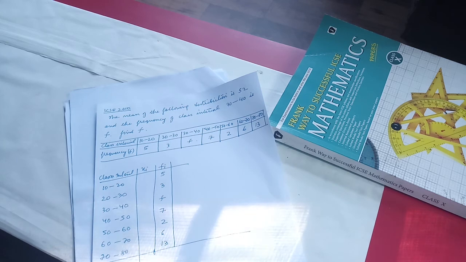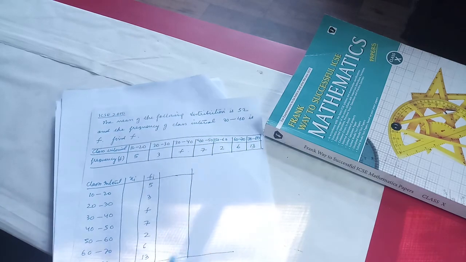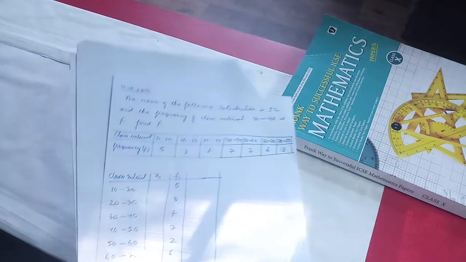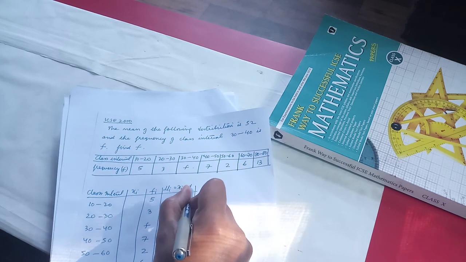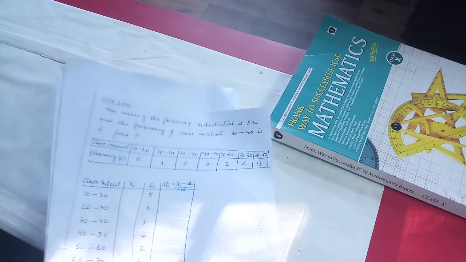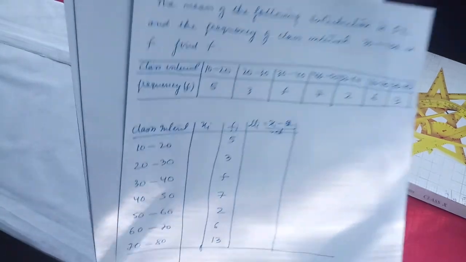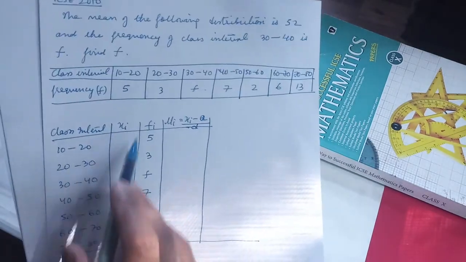Okay, so now in the next column, since we are trying to find the mean by the step deviation method, we have to find ui. Last time I told you the formula of ui, which is (x minus a) upon d. In the last class we took c, but you can take it as d also, it doesn't matter. First let us find the xi.